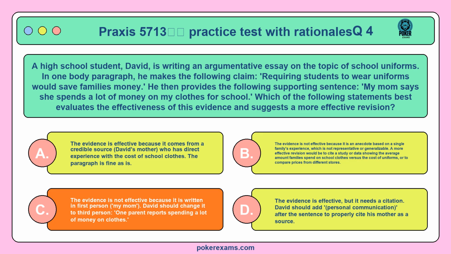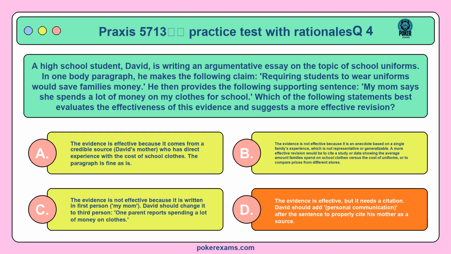C. The evidence is not effective because it is written in first person, "my mom." David should change it to third person: "One parent reports spending a lot of money on clothes." Or D. The evidence is effective, but it needs a citation. David should add "personal communication" after the sentence to properly cite his mother as a source.